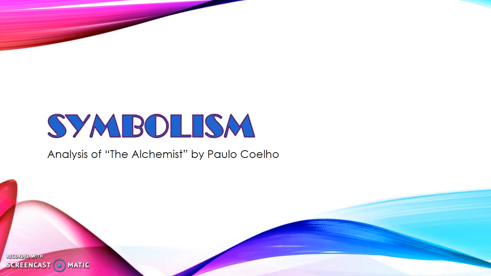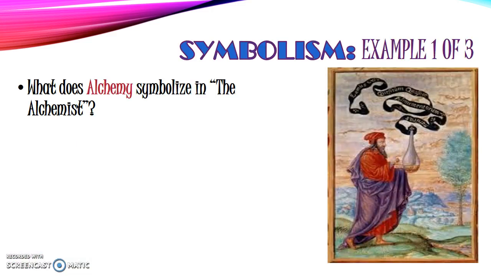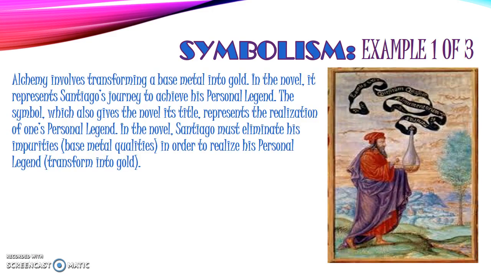Symbolism. Analysis of The Alchemist by Paulo Coelho. Let's look at a few examples. What does alchemy symbolize in The Alchemist? Alchemy involves transforming a base metal into gold. In the novel, it represents Santiago's journey to achieve his personal legend. The symbol, which also gives the novel its title, represents the realization of one's personal legend.